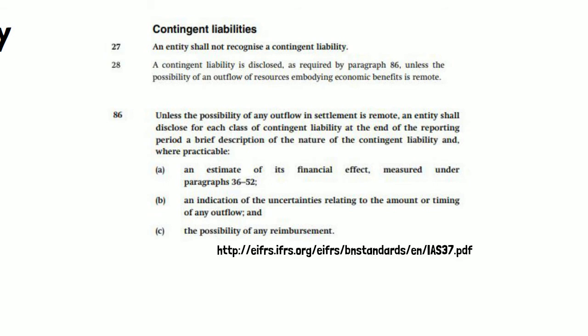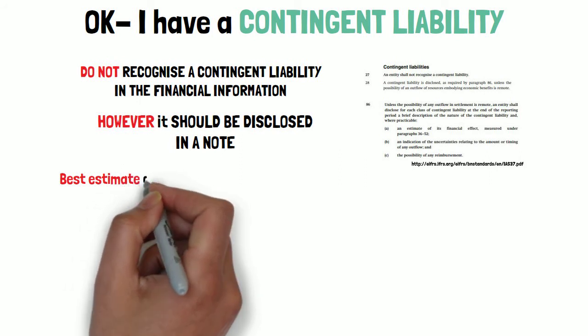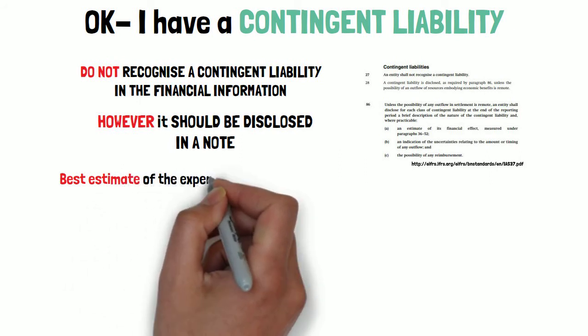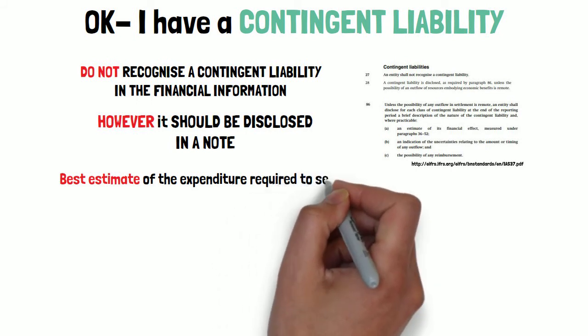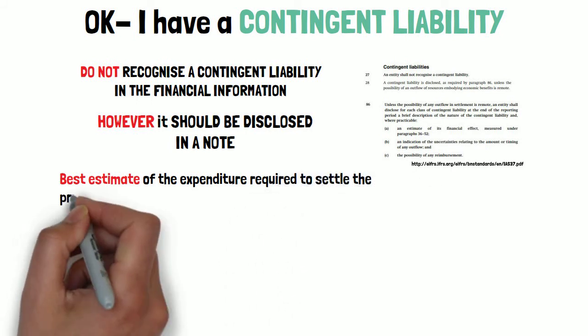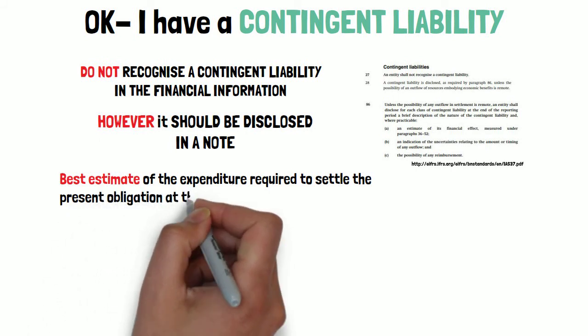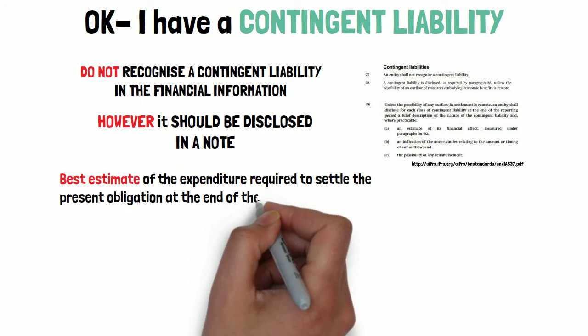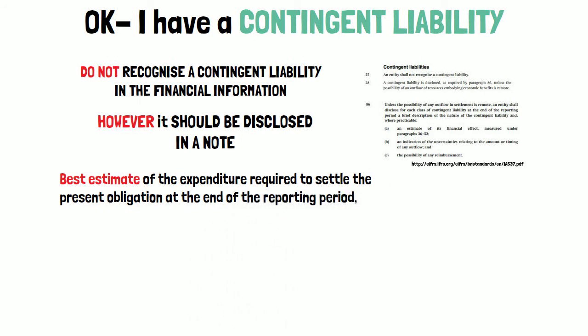of any reimbursement. So let's just focus in on the financial estimate. How is this done? Well, IAS 37 also defines that, where it says we need to have the best estimate of the expenditure required to settle the present obligation at the end of the reporting period. And this is the best estimate of what we will rationally pay.